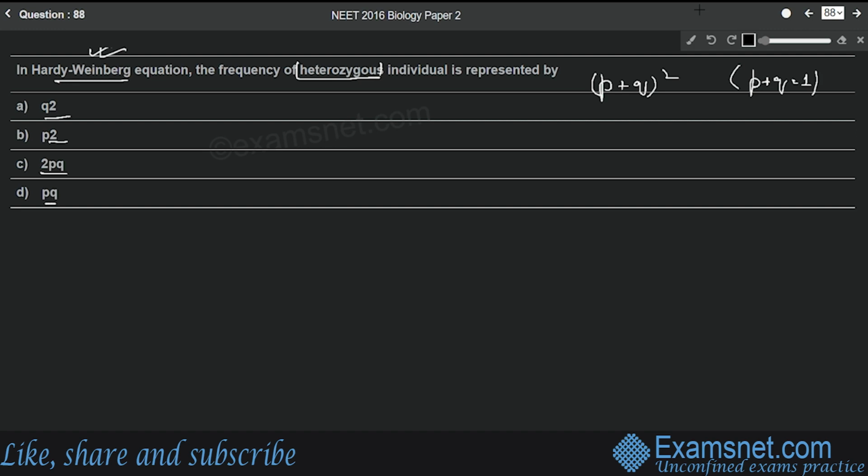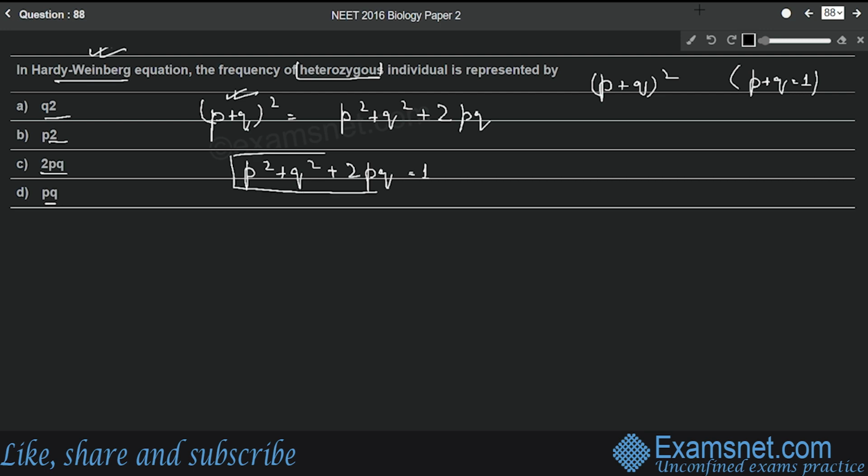Okay, now if you open the bracket, (P plus Q) whole square, then we'll get P square plus Q square plus 2PQ, right? And we know that P plus Q is equal to 1. So (P plus Q) whole square will also be 1. So the value of P square plus Q square plus 2PQ will be equal to 1. Okay, so this is the equation.